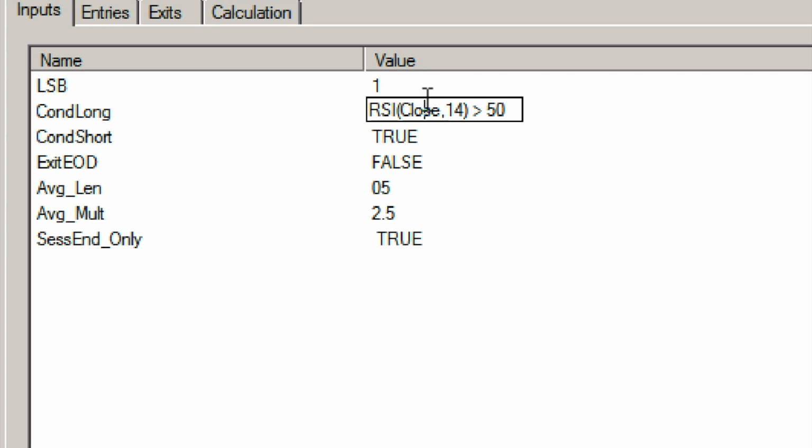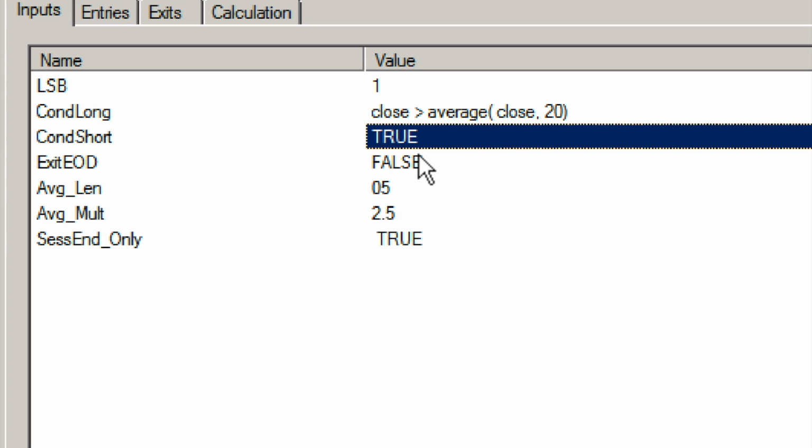But what's another thing you can put in here? You could also do, let's say, close must be greater than the average close of the past 20 days, or 20 bars, excuse me. So you can put any EasyLanguage code into these conditions here, and they will act as filters. It's a quick way to test an idea to see if it works or not.